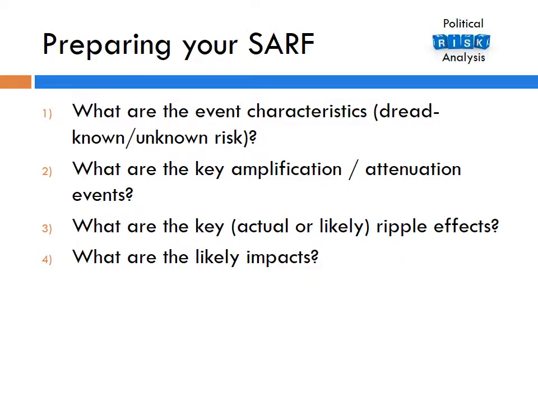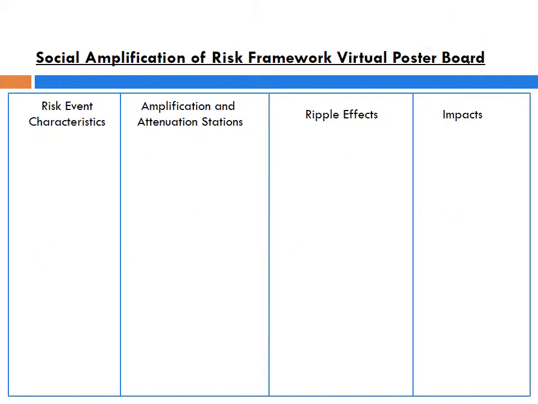Now we come to preparing your group's case study on the virtual poster board. As the assignment states, there are 4 key questions you need to address for your assigned case study. First, what are the event characteristics: dread, known and unknown risk? Second, what are the key amplification and attenuation events? Third, what are the key actual or likely ripple effects? Finally, what are the likely impacts?